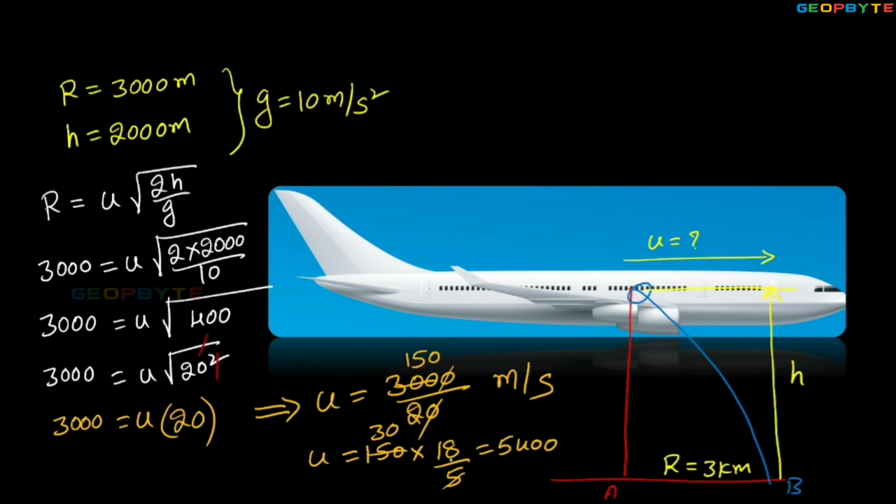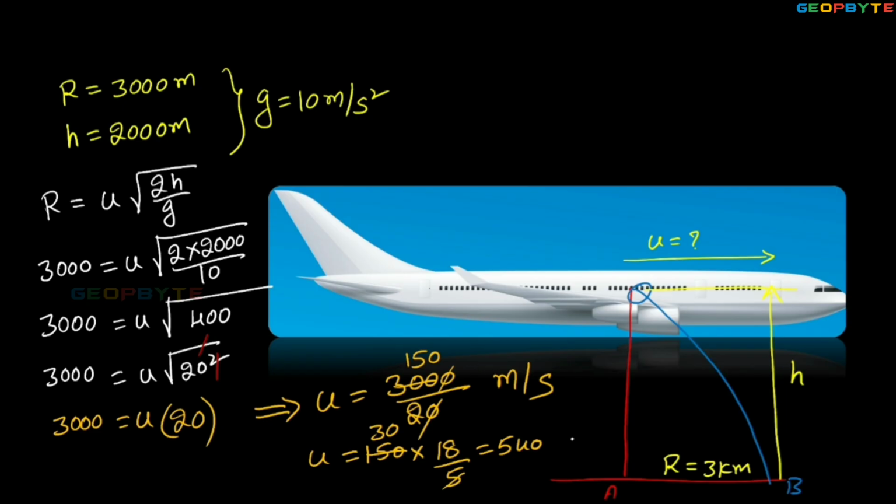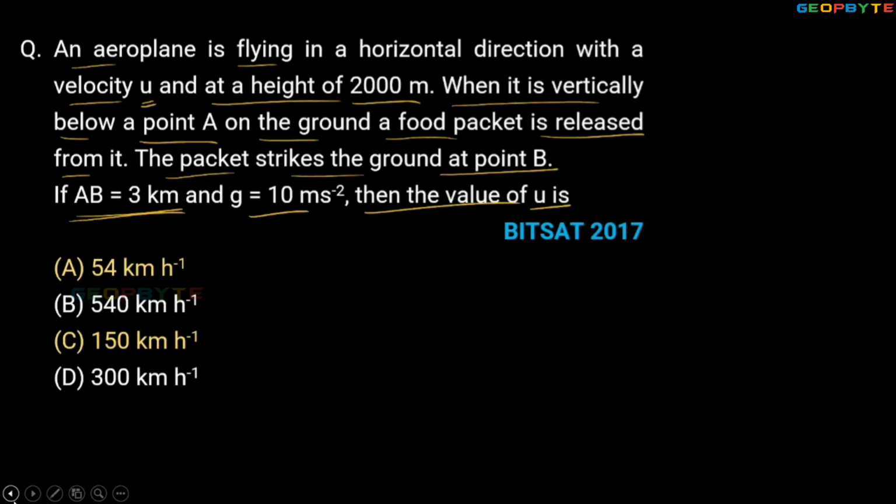5400, right? 18 by 3, that gives 540. 540 kilometer per hour. That is the answer if the options are available in kilometer per hour. Look at the options. Right? 540 kilometer per hour. Option B is absolutely correct.